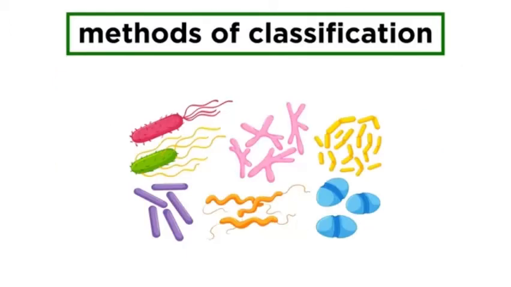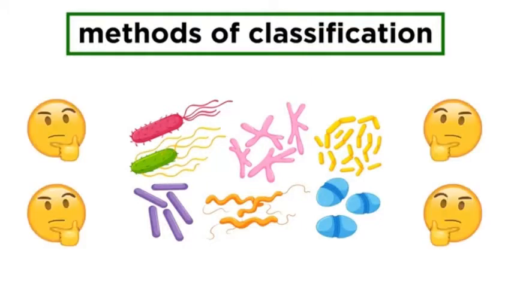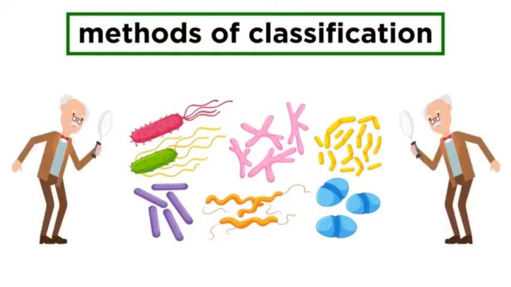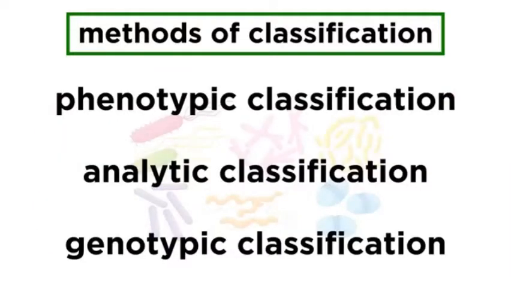Now that we've covered the names, let's talk about how bacteria got sorted into their respective categories in the first place. When it comes to classifying bacteria, it may seem a daunting or even impossible task. However, scientists have developed a system to observe, test, and then categorize bacteria into logical relationships. There are three main types of classification: phenotypic, analytic, and genotypic. Let's talk about what each of these entails and then discuss some categories that bacteria are typically sorted into.